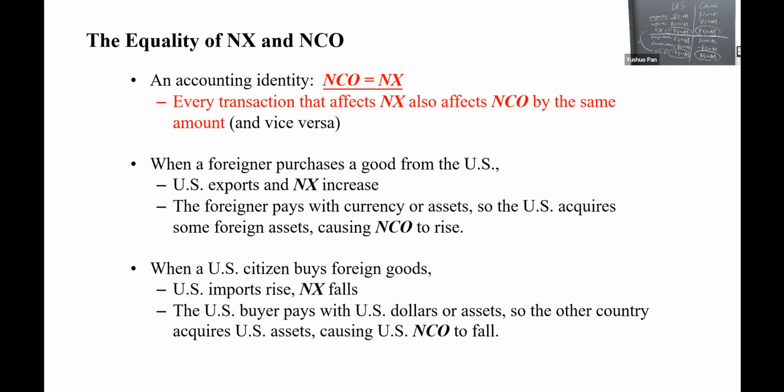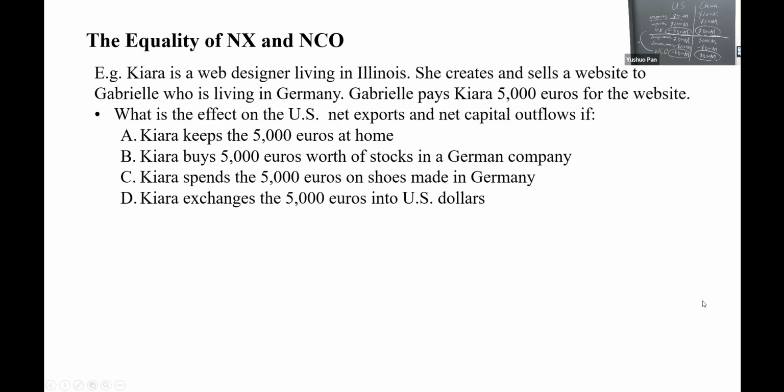Let's do some questions together. Example question. Remember, the equation of NCO is the foreign asset held by the United States citizens minus the domestic asset held by foreigners. That's the net capital outflow. So what happens to the net exports and net capital outflow according to different scenarios? For example, A. If A happens, then what will happen to NX and NCO?